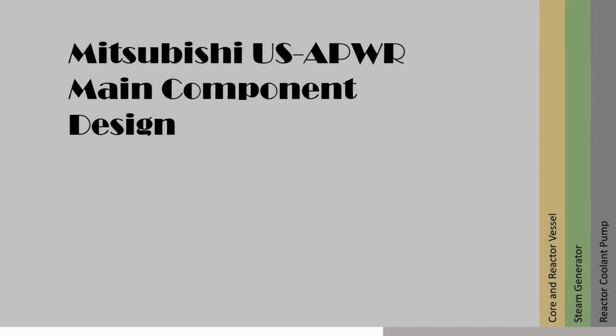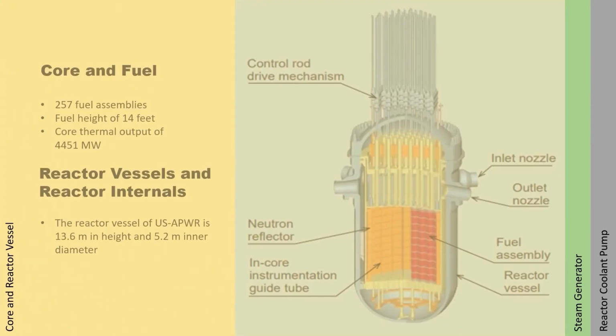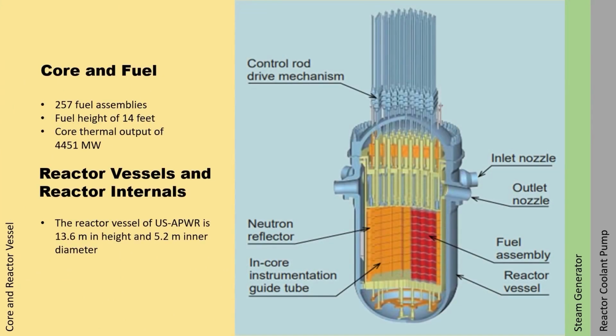Next, let's go to the main component design of Mitsubishi US-APWR. The first one is the core and reactor vessels. The US-APWR core improvement not only minimizes the need for replacement fuel assemblies, improving fuel economic efficiency, but also allows for long cycle operation of around 24 months, improving availability and lowering generation costs.